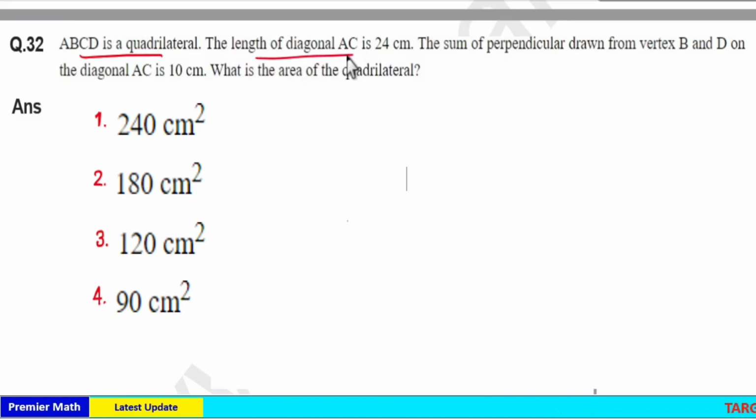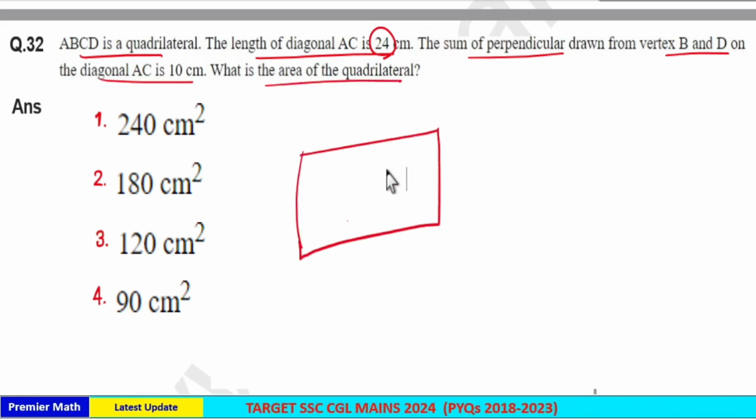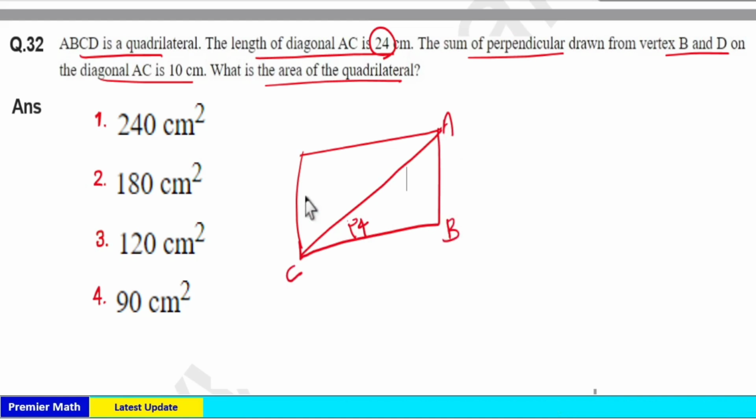ABCD is a quadrilateral. The length of diagonal AC is 24 cm. The sum of perpendiculars drawn from vertices B and D on diagonal AC is 10 cm. What is the area of the quadrilateral? Here this is quadrilateral ABCD, and here diagonal AC is equal to 24 cm, and the perpendiculars from the vertices D and B, the sum of these two perpendiculars is 10 cm. Consider them as P1 and P2. Now the area of quadrilateral ABCD is equal to the area of these two triangles.